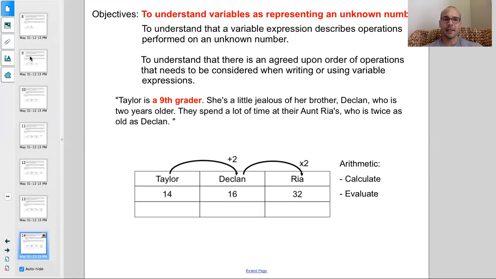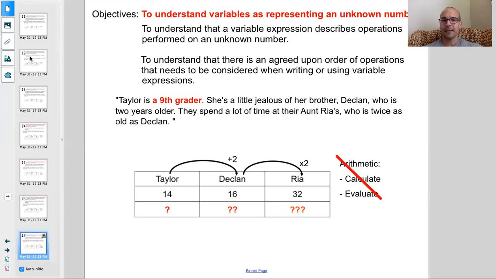Well, here what we have is that Taylor is a 9th grader. Now, I know a lot of 9th graders, and their ages vary. I've met them as young as 13, as old as 15. So we don't know Taylor's age at this point. We just know she's a 9th grader. So what that leads to is we don't know Taylor's age. And if we don't know Taylor's age, then we don't know what Declan's age is. And if we don't know Declan's, we don't know what Rhea's is. So all these things are unknown just on the basis of Taylor's unknown age.